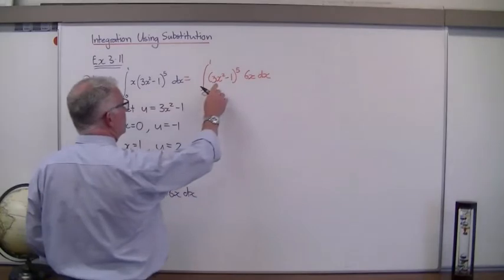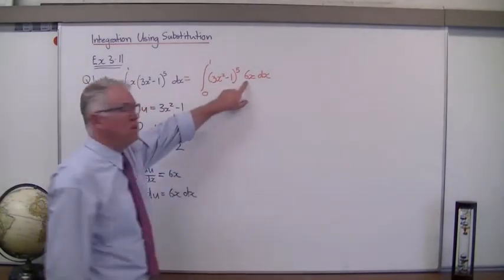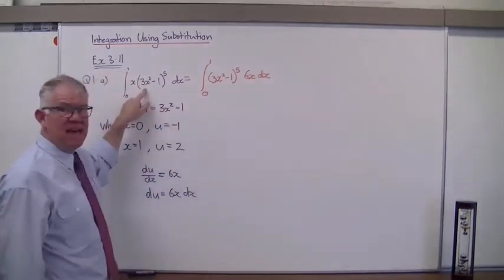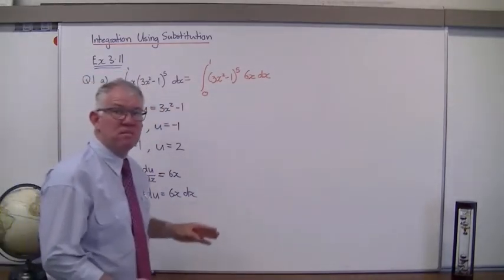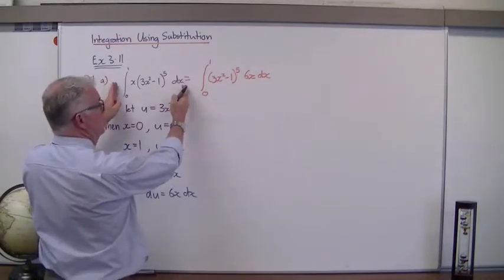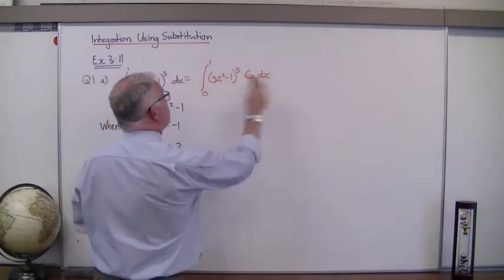By having that 6 there, I've actually just made this thing 6 times bigger than that. So the only way to make this equal in size to that is to multiply all of this by 1/6.